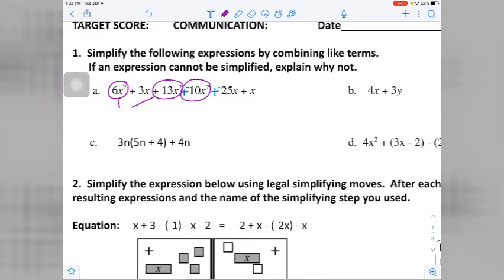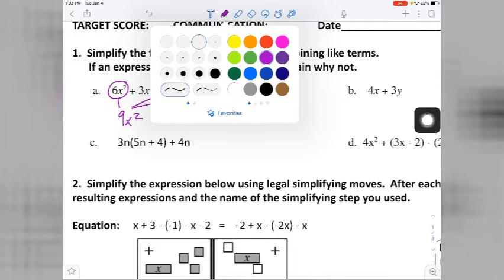6 plus 13 is 19. And then plus negative 10 is going to be 9x squared. A lot of students went through and they just added these all up and came up with 29x squared, and that's because you didn't do keep, change. You were not thinking that the 10x was being subtracted. You were thinking it was being added, not subtracted, and came up with 29. That was a very common mistake.